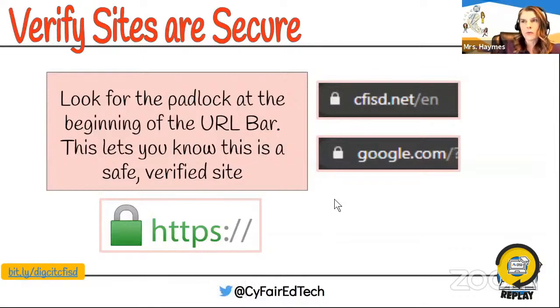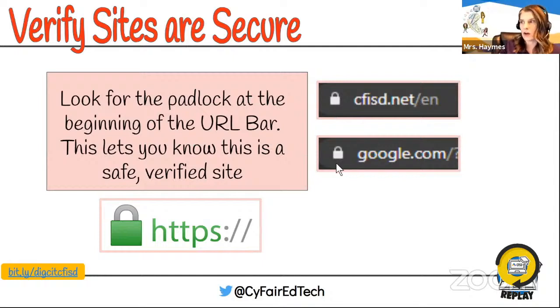All right. Here's one way that you can tell. Say you go to a site that links you out to something else. If you happen to click on that and you go to another site, this is one thing you can look for up at the top in your address bar. If you see a little padlock at the beginning, that means that it is a safe site. It is secure and it has been tested.